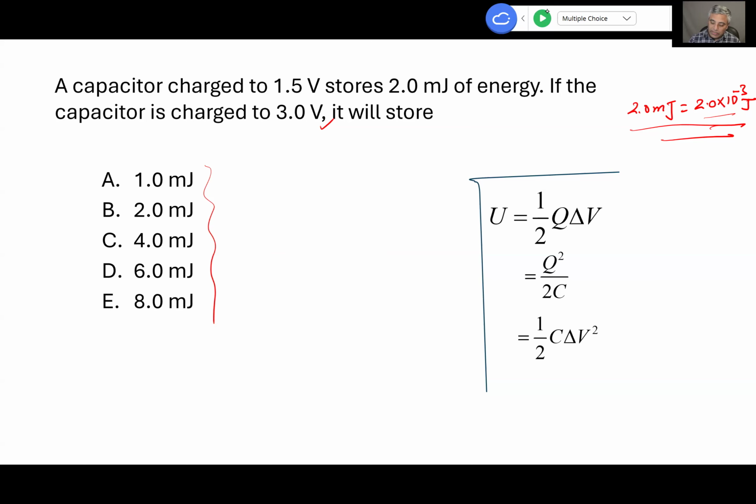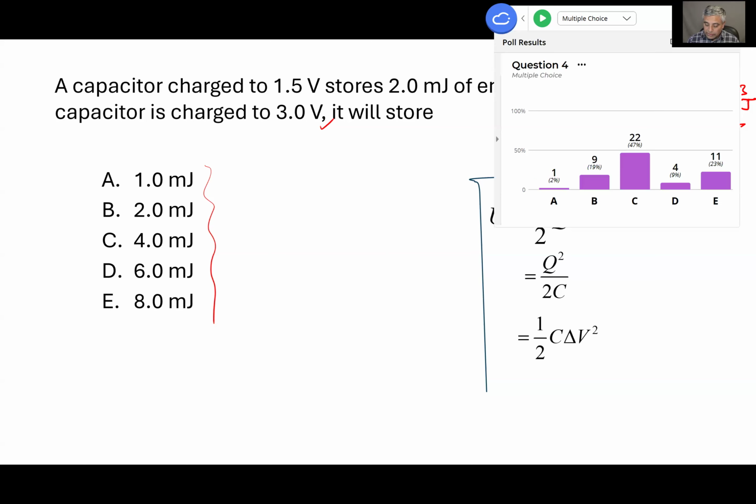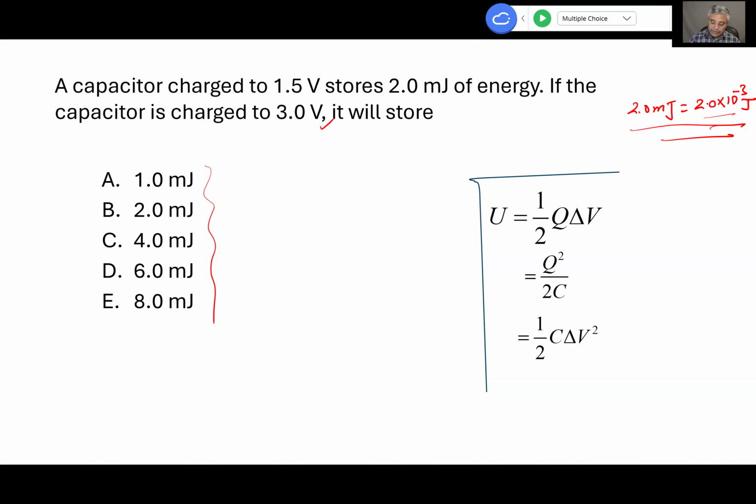Okay, now let's see what we got here. So it's a majority for C, but there is B as well and E as well. So is it 4 times more or 2 times more, right? Okay, so now what's happening here? Potential goes from 1.5 volts to 3 volts. So the change in voltage is doubling, 2 times the original. New delta V is 2 times the old.